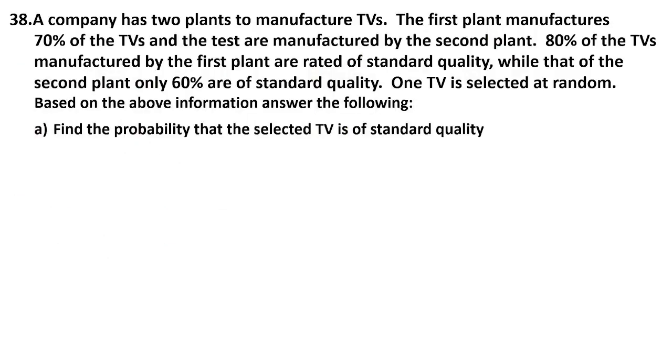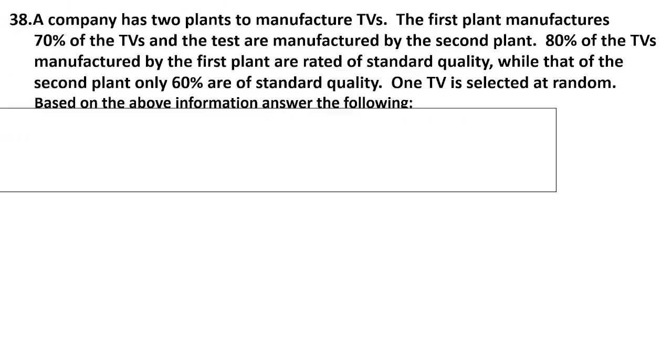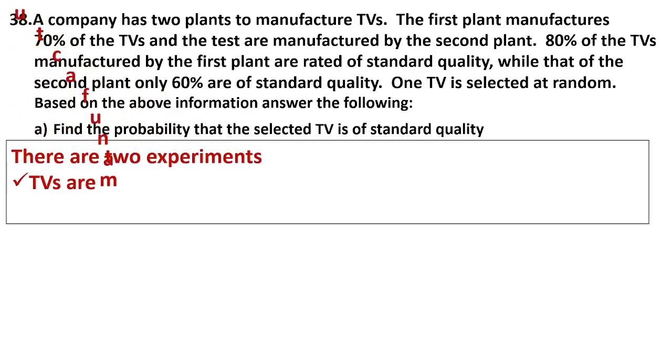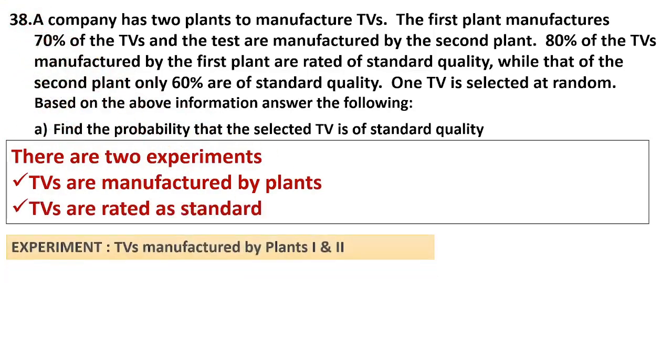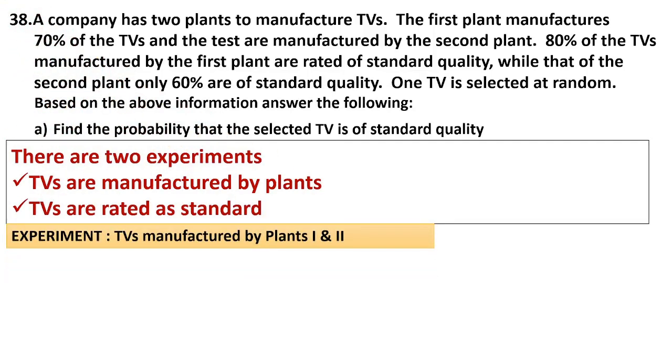Well, now another problem from Bayes theorem. A company has two plants. First plant manufactures 70%, second one the rest, and 80% of those manufactured by the first are rated as standard quality. Find the probability that the selected TV has standard quality. Let us see what are the experiments. Experiment number 1: TVs are manufactured by plant. TVs are rated as standard. TVs are manufactured by plant 1 and 2.